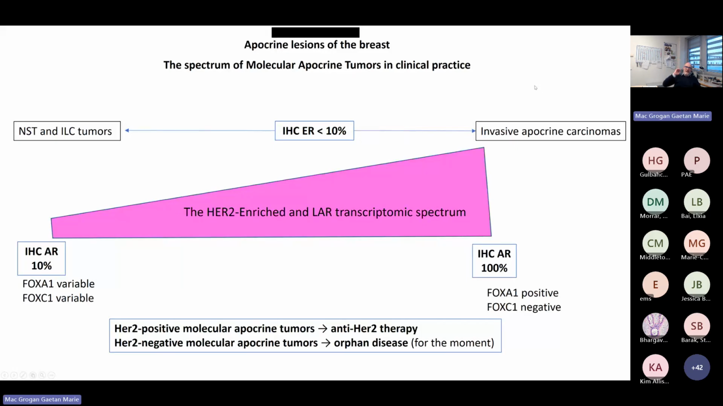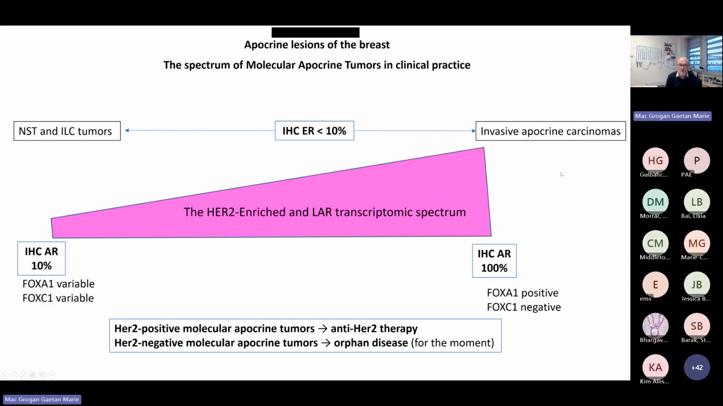So how do we apply this concept of molecular apocrine tumors in clinical practice? Well, these concern ER-negative tumors, and there's a spectrum of lesions that will go at one end from low androgen receptor positivity, variable expression of FOXA1 and FOXC1, and this is found mostly in NST and invasive lobular carcinomas. And at the other end of the spectrum, we have tumors with a high expression of androgen receptor at 100% positive cells that are FOXA1 positive and FOXC1 negative, and this is mostly correlated to an apocrine morphology of the tumors.